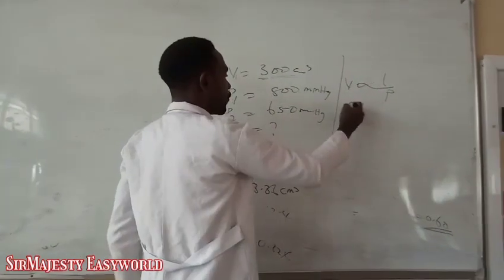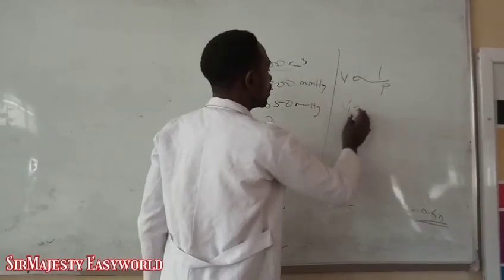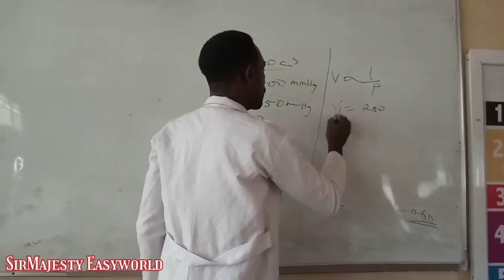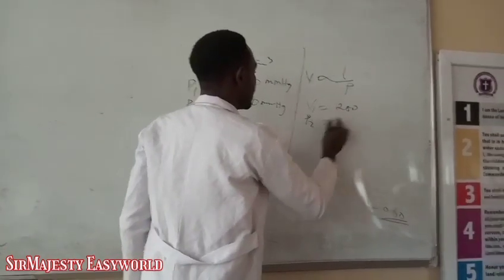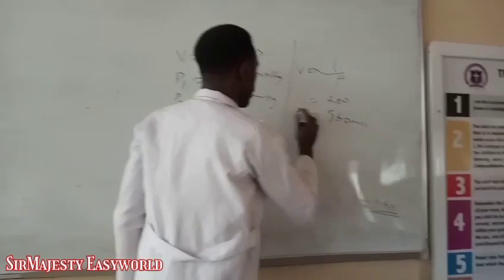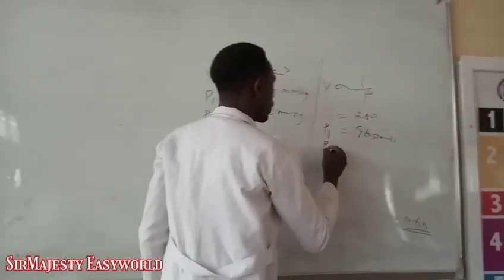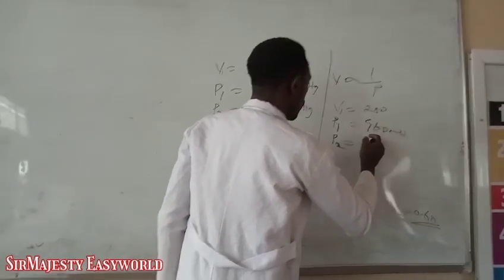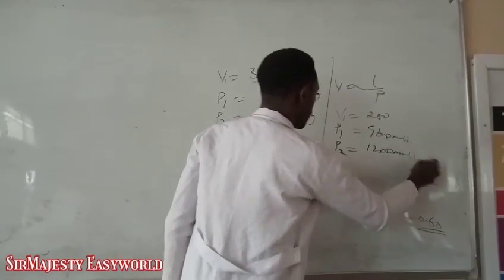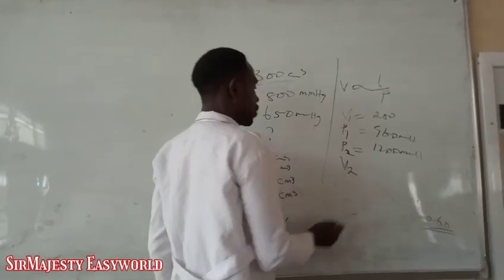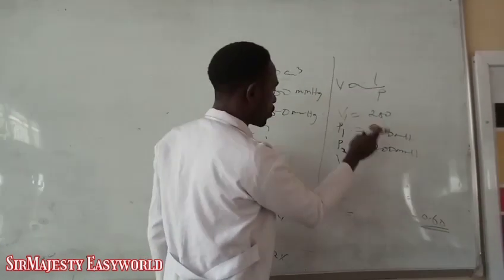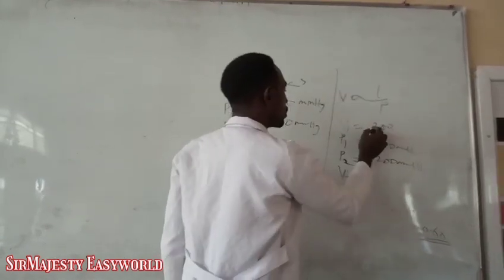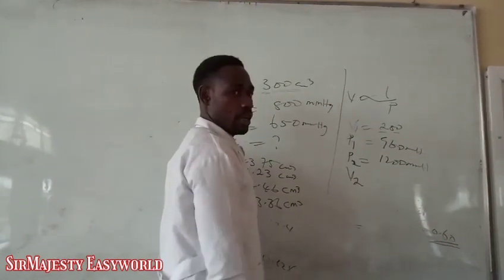Now take for example, if after setting your question you find that V1 is, let's say, 280, then P1 was 960 millimeter mercury, and P2 now became 1200 millimeter mercury. Your V2, watch this, pressure has done what? Increased. So your V2 must be less than what? 280. That's how to use the cheat.